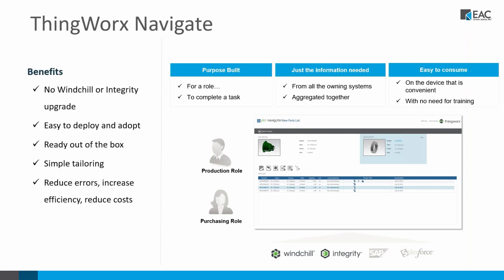The benefits here: there's no Windchill upgrade necessary. It's very simple, easy to deploy. It's ready out of the box. There's also simple tailoring, which means that when a person from production logs in, they only see the items that are most important to them and the things that they will need to do.